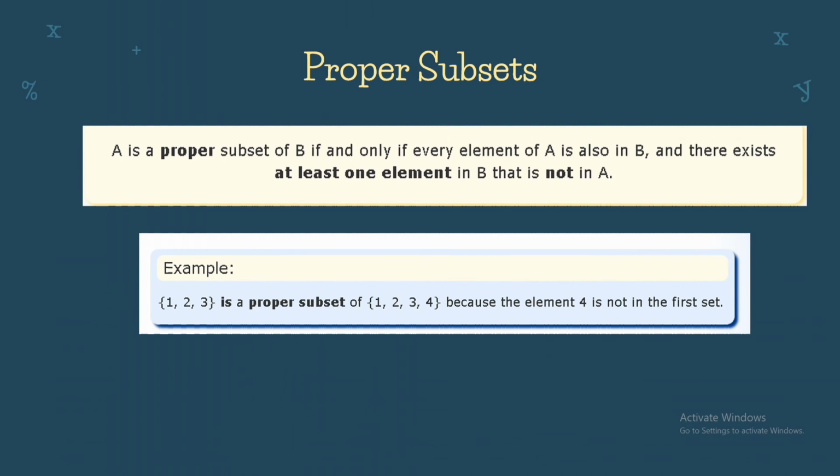Based on our example, we have set A, which contains an element of 1, 2, 3, and it has a proper subset of 1, 2, 3, 4 because the element 4 is not in the first set. So, kasi yung meaning na ating proper subset is if A is a proper subset of B if and only if every element of A is also in B. So, tama naman diba yung element ng ating set A is meron din dito sa set B. And there exists at least one element sa B, sa set B natin, na wala sa ating set A. So, that element is 4. So, this one is considered as a proper subset.